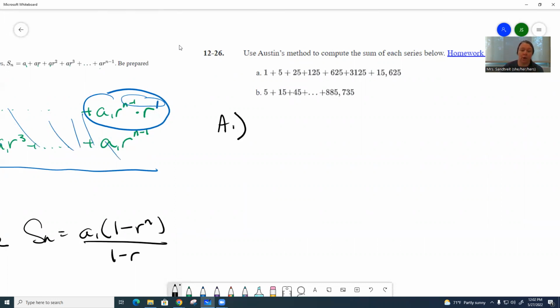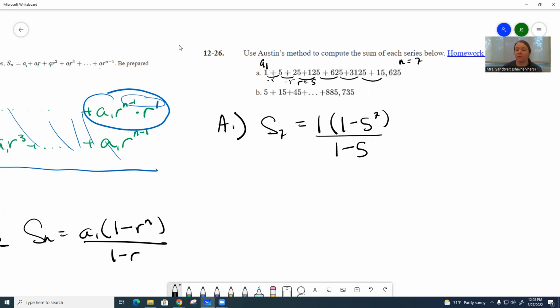So for part A, I know my first term is 1. I know to get from one term to the next that my multiplier is 5, so times 5. Sometimes when we were writing the geometric rules, we use a times b to the n. That's what we use when we talk about exponential situations. Sometimes you'll also see r, like in this formula here. So I know that r is 5. And I know I have 1, 2, 3, 4, 5, 6, 7 terms. So n is 7. So in this rule, to find the sum of those 7 terms, I would do 1 times 1 minus 5 to the 7th power all over 1 minus 5.